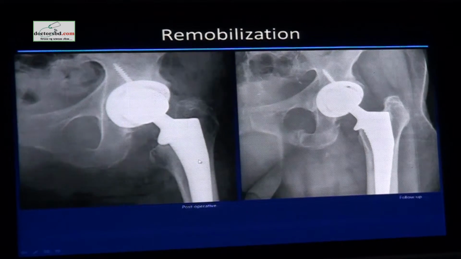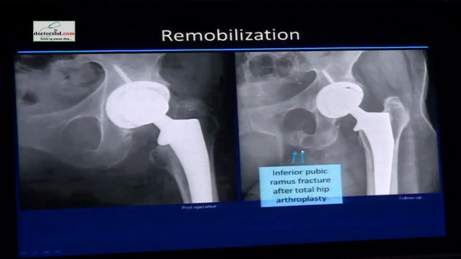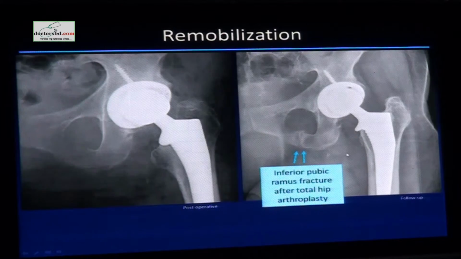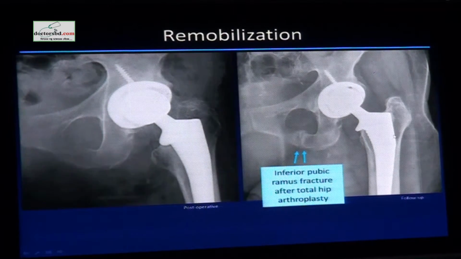There's some soft tissue gas from the surgery. She comes back in a few months later and is having pain. The component looks fine, but look what's happened now at the ischium, where we have developed an inferior pubic ramus fracture. So the patient is very happy with the results of their arthroplasty. She's walking much more. She's in a physical rehabilitation program, but as a result, she now has developed a fracture.